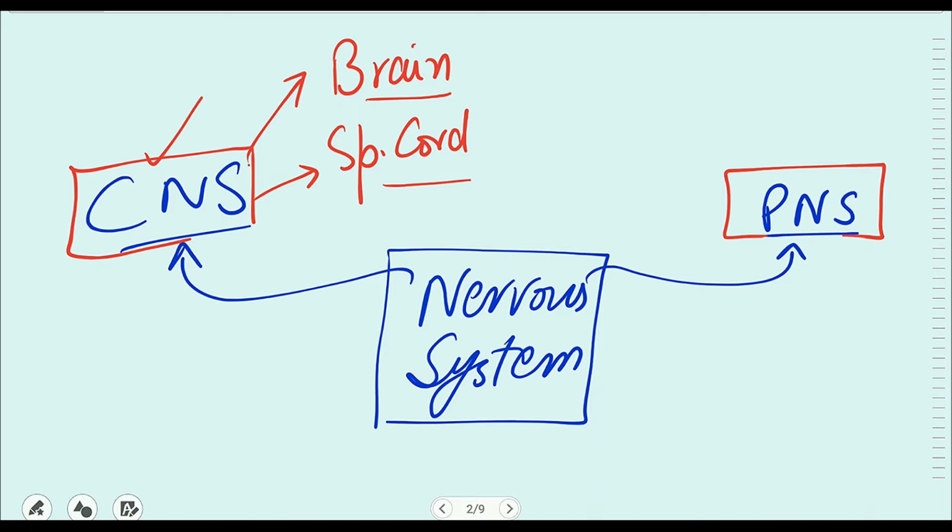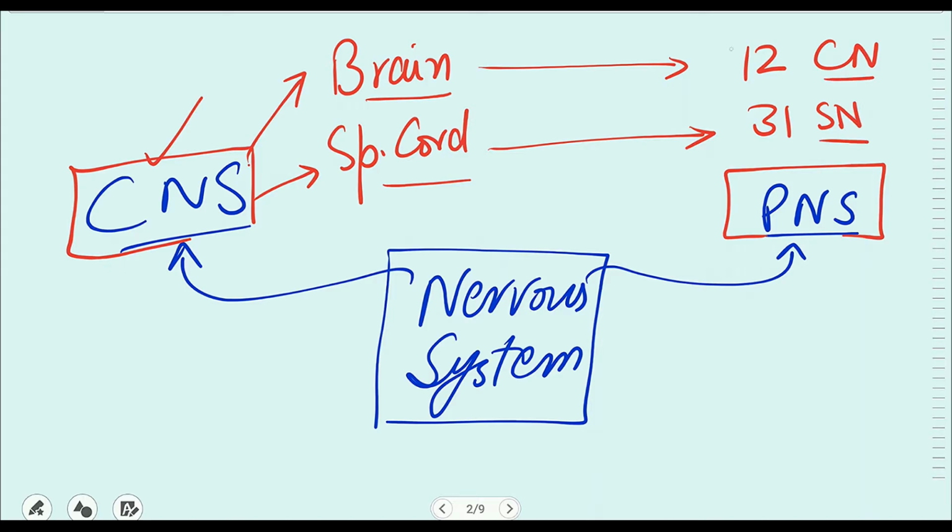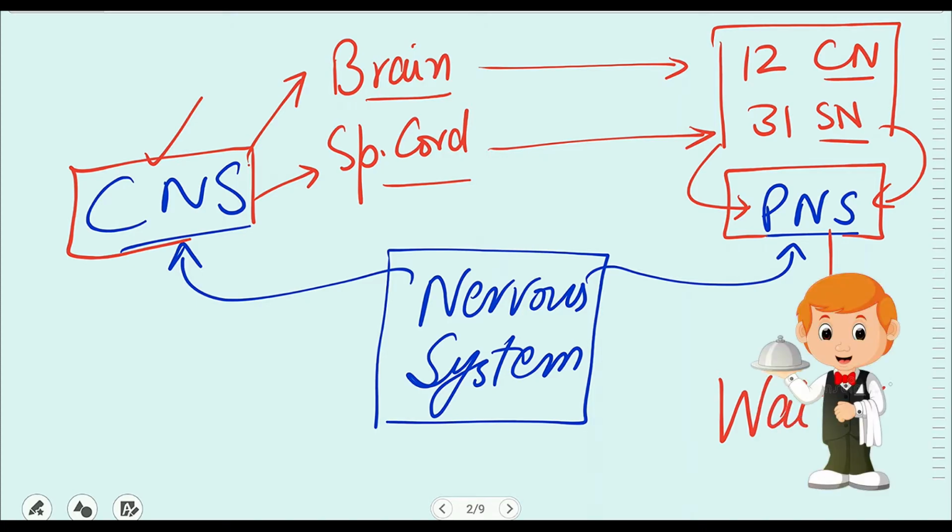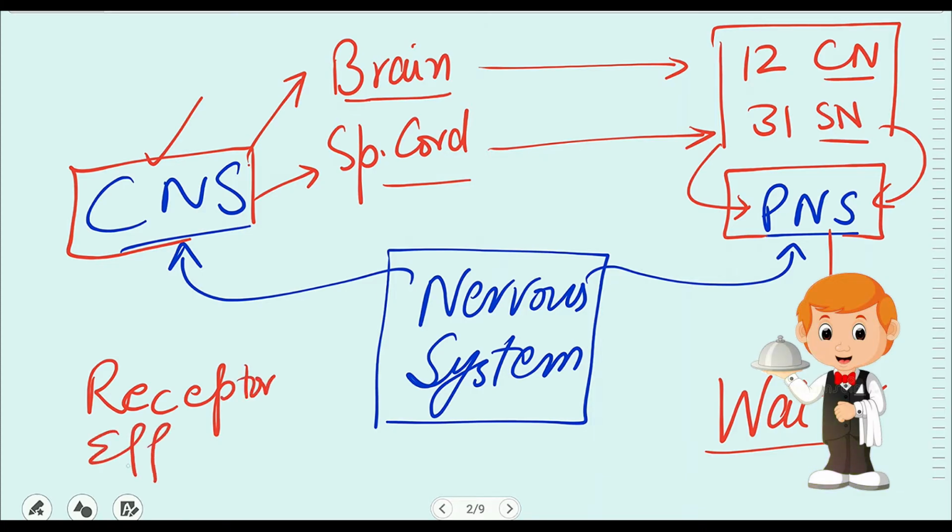This central nervous system has to coordinate the body functions, and for that purpose it has to communicate. For communication, the brain has 12 pairs of cranial nerves and the spinal cord has 31 pairs of spinal nerves. And these 12 pairs of cranial nerves and 31 pairs of spinal nerves form the peripheral nervous system. We can say that the peripheral nervous system serves as a waiter for the central nervous system. For coordination, brain and spinal cord require information that is received by the receptors and they want information to be delivered back to the effectors.